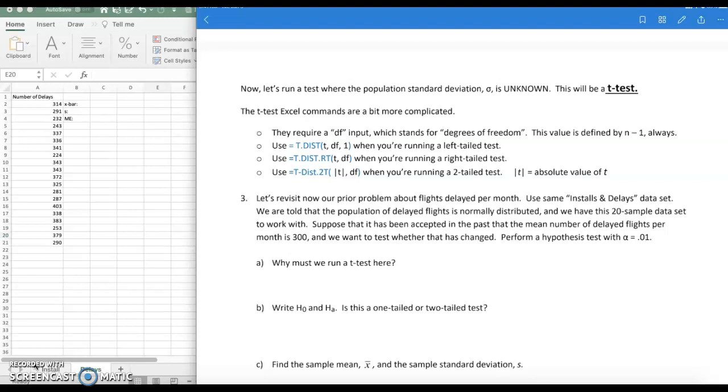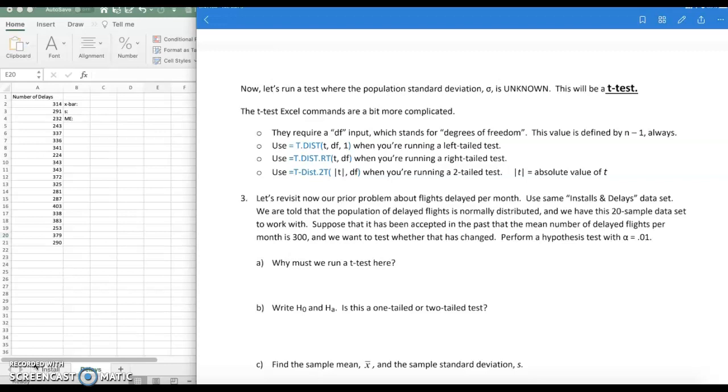The first thing that's different about these is that they require a "DF" input, which stands for degrees of freedom. This value is always defined by n minus 1. So if you know your sample size n, you just subtract 1 from that, and that's what you put in for your degrees of freedom.